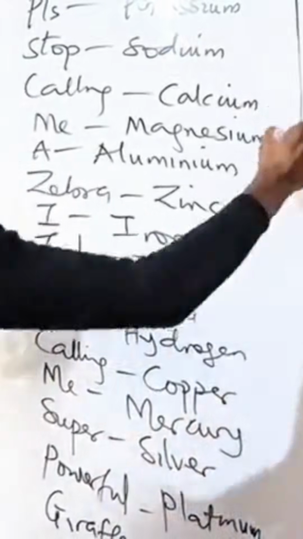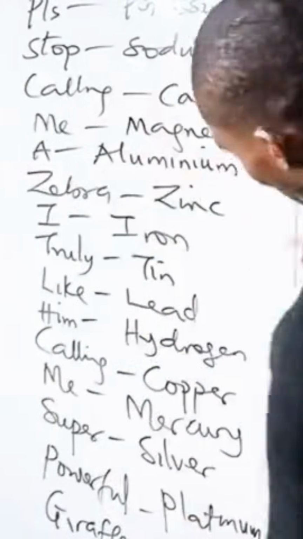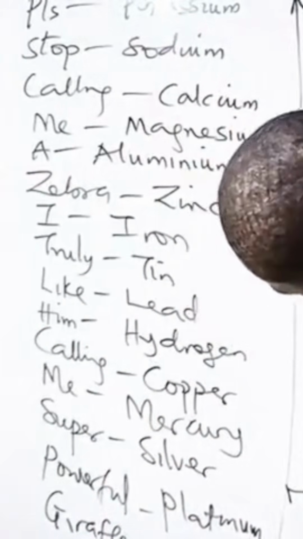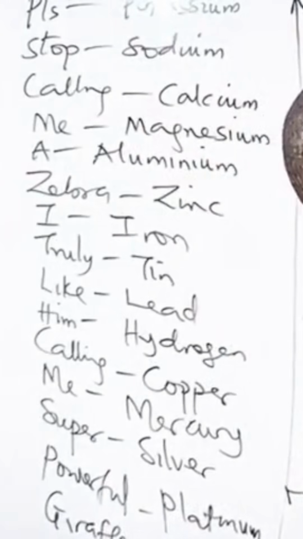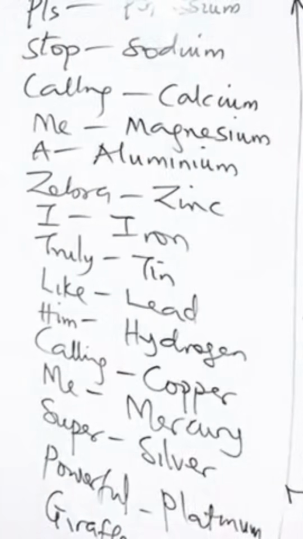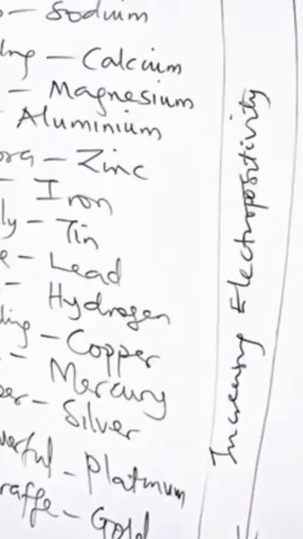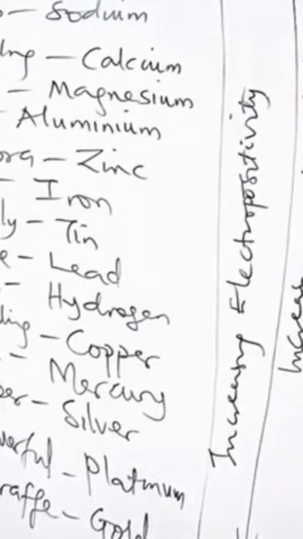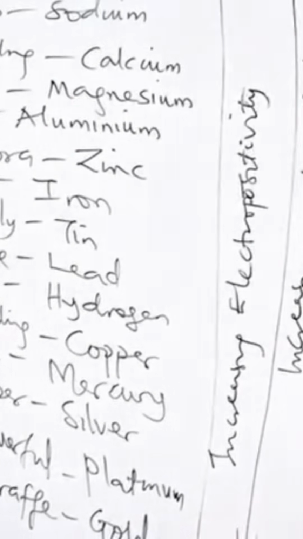So this order, if I draw a line like this, this is the order of increasing electropositivity. So that means this is the most electropositive, this is the least electropositive. Now this is the order of discharge. So the increasing order of discharge is downward. That means this is higher. So ions that are lower in the series compared to those that are higher will be discharged.